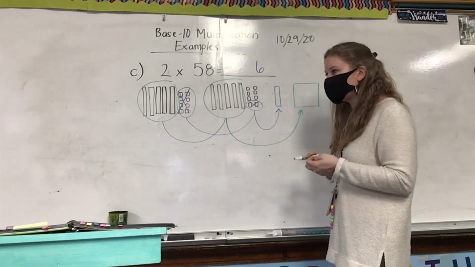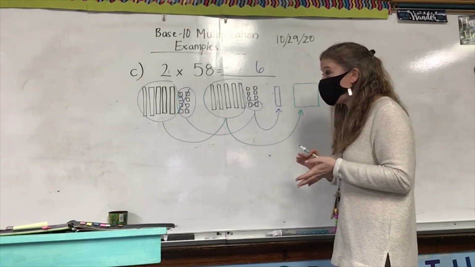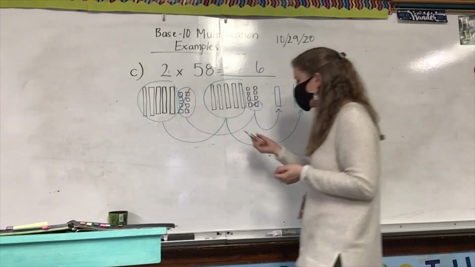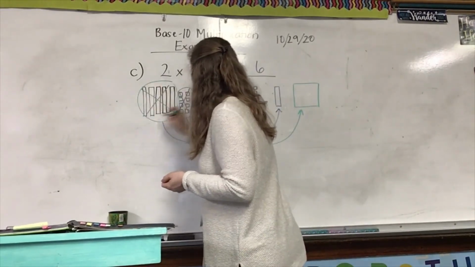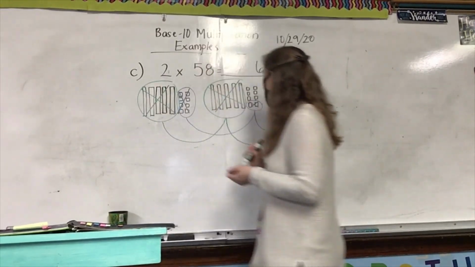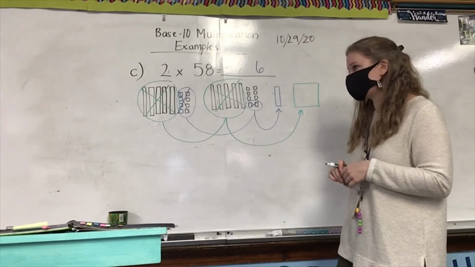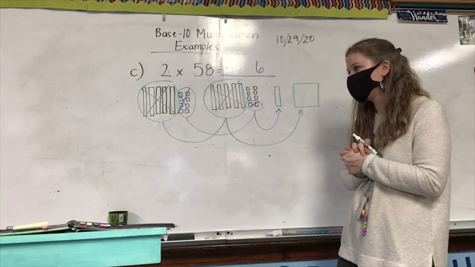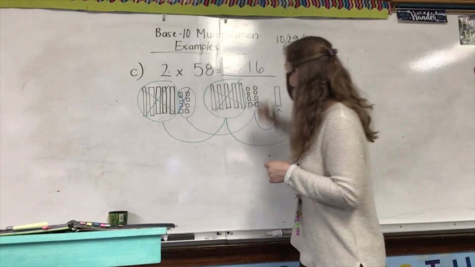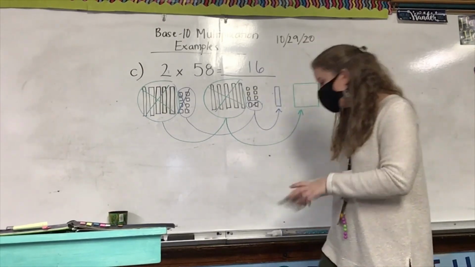Now, what should I do with those 10s that I regrouped so I don't accidentally count them? Cross them out. I'm going to cross them out. Now what do I do? Count how many 10s are left. How many 10s are left? 1. Just 1. Okay. Very good.